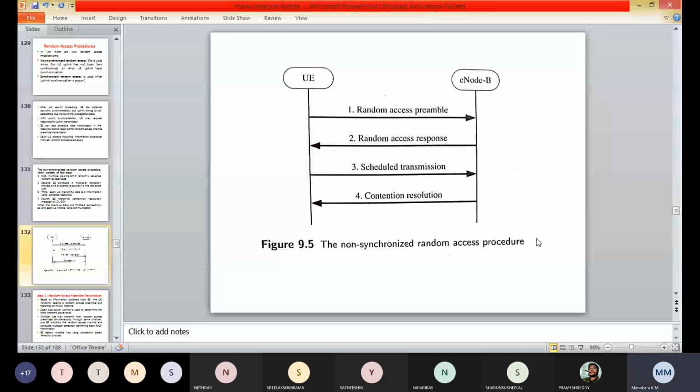In the second step, the random access response may contain a backoff indicator to instruct the user equipment to back off a period of time before retrying another random access attempt. The uplink scheduling grant for the following uplink transmission contains 20 bits.